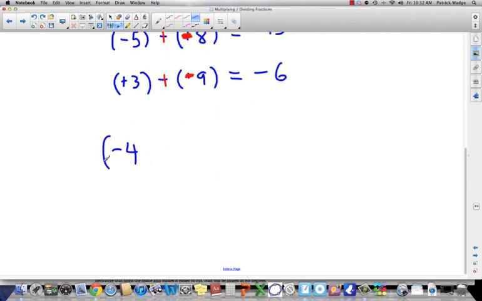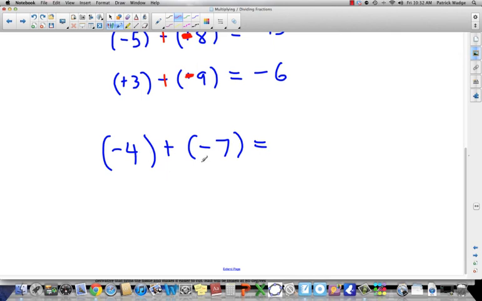Word of warning, please remember you're only doing this adding the opposite thing when it's a subtraction question. If I had negative 4 plus negative 7, I'm happy. I know how to do addition questions. Don't start doing this. Don't change it to subtraction. So remember, if it's an adding question, don't do any changes.